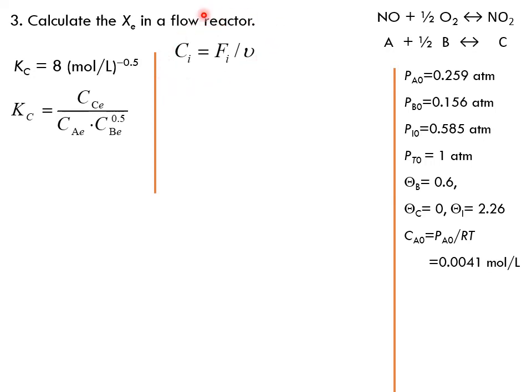So we have a flow reactor, therefore Ci equals Fi over epsilon. And this is a gas phase reaction. So epsilon equals epsilon naught times the three correction factors, which are the correction factor for the number of moles, obviously here the number of moles is decreasing, 1.5 moles go to 1 mole, and the correction for temperature, and then finally the correction for the pressure. Okay, let's proceed.